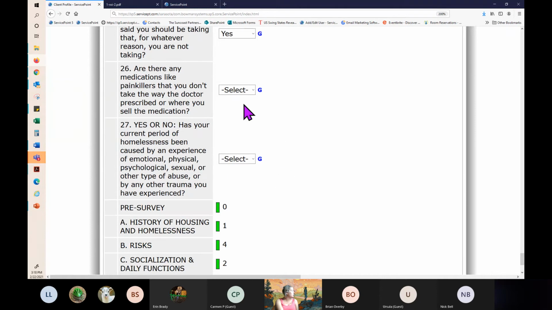Are there any medications, like painkillers, that you do not take the way the doctor prescribes, or where you sell the medication? From here, yes or no? Has your current period of homelessness been caused by an experience of emotional, physical, psychological, sexual, or other type of abuse, or by any other trauma you have experienced? This is a yes or no.